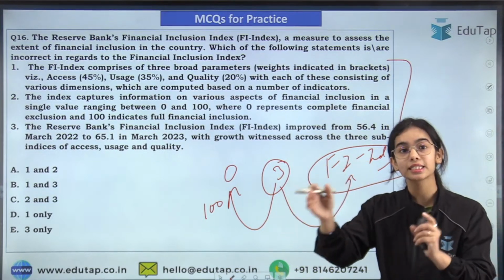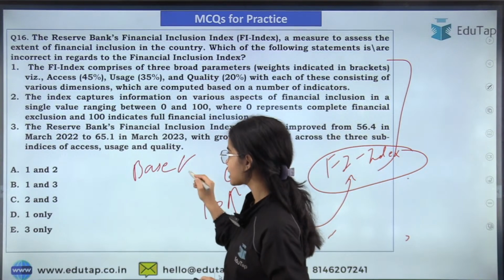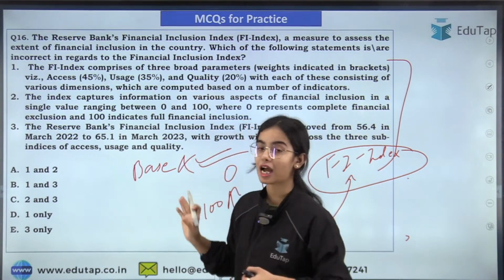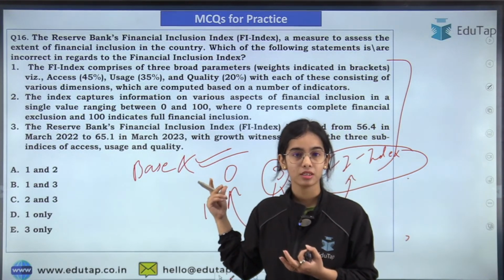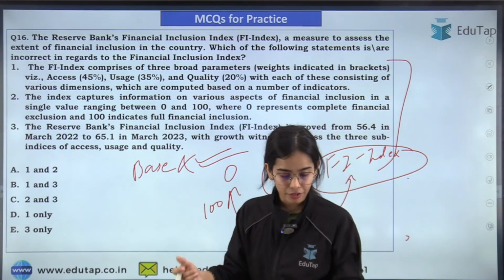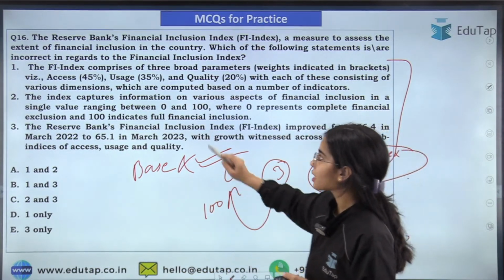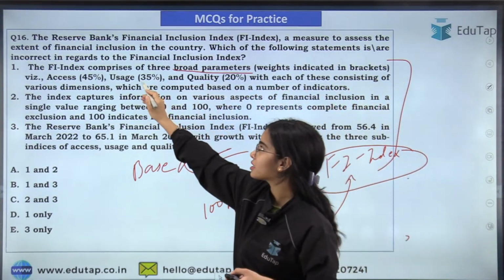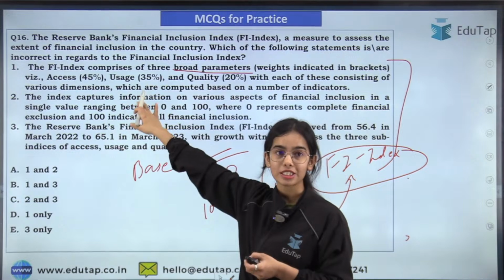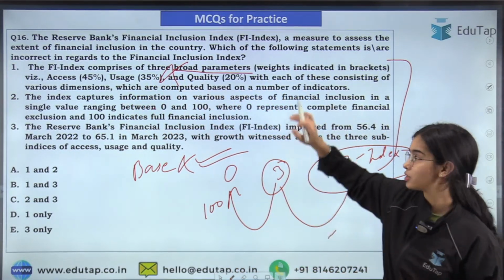Does the financial inclusion index have a base? Can you tell me, yes or no, does it have a base or doesn't it? You must have the complete information about the financial inclusion index. The financial inclusion index comprises three broad parameters: access, which has a weightage of 35%, usage, which has a weightage of 45%, and quality, which has a weightage of 20%. So this is incorrect.